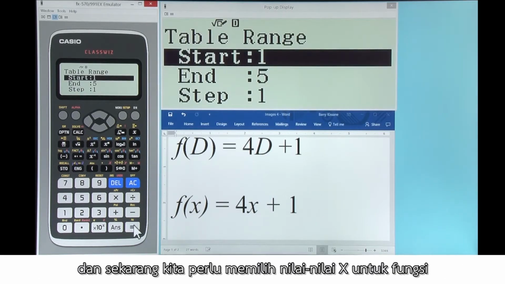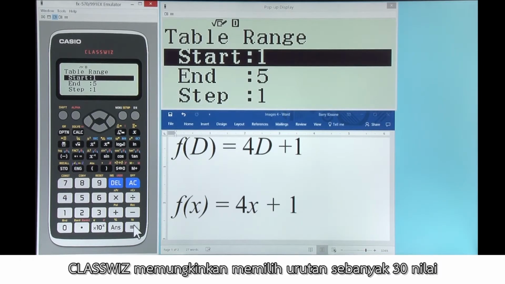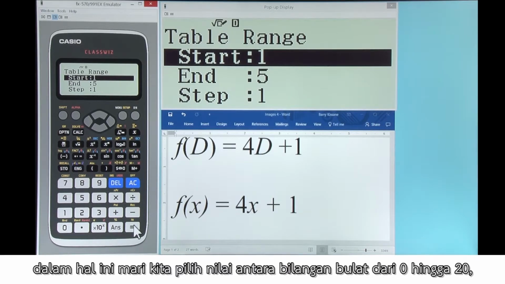And now we need to choose the values of x for the function. That is the domain of the function. ClassWiz allows a sequence of up to 30 values to be chosen. So in this case, let's choose the values between the integers from 0 to 20.